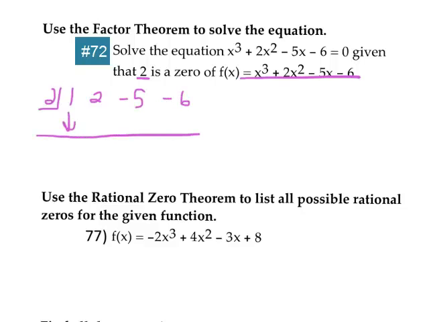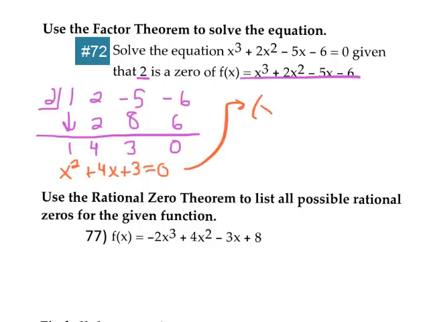So we drop the 1, multiply 2 times 1 and get 2. 2 plus 2 is 4. 2 times 4 is 8. Negative 5 plus 8 is 3. 2 times 3 is 6. We get 0, and if we don't get 0 there, we're in trouble. So what we're saying is x squared plus 4x plus 3 equals 0.